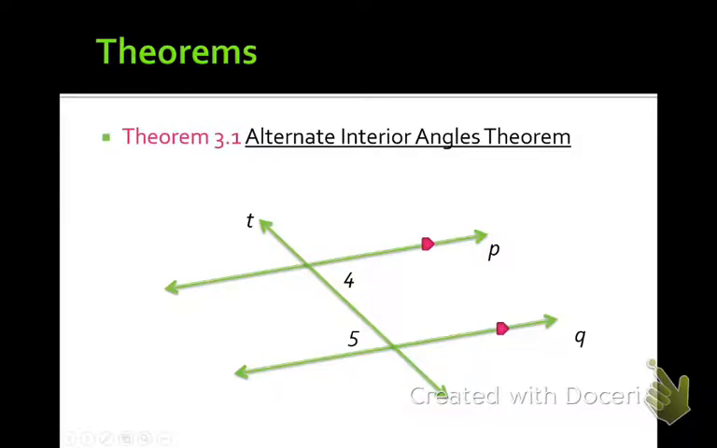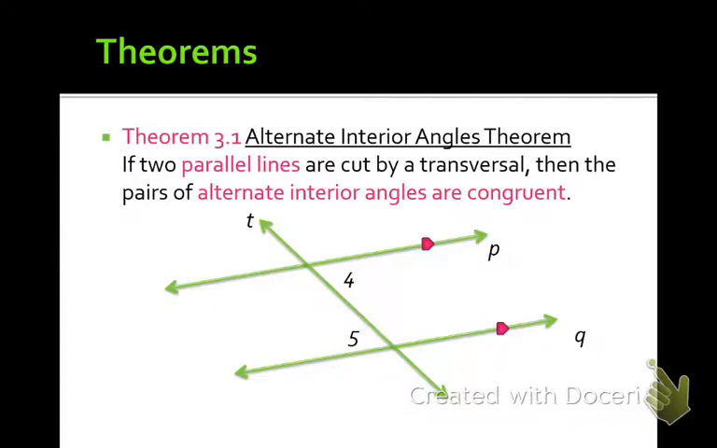Alternate interior angles theorem. The alternate interior angles theorem says that alternate interior angles formed by parallel lines are congruent. In this picture, 4 and 5 are alternate interior angles. 4 and 5 would be congruent.